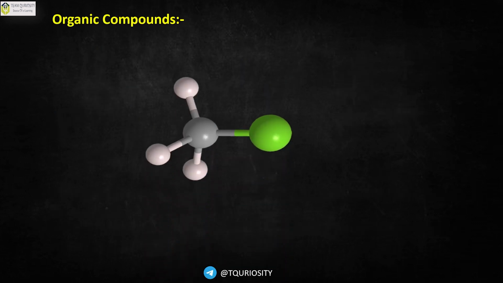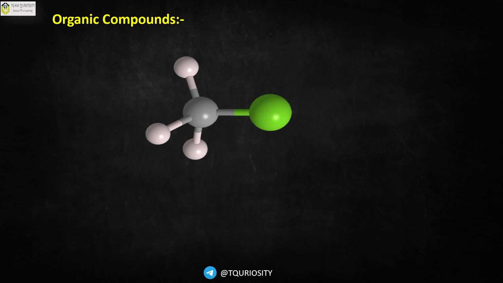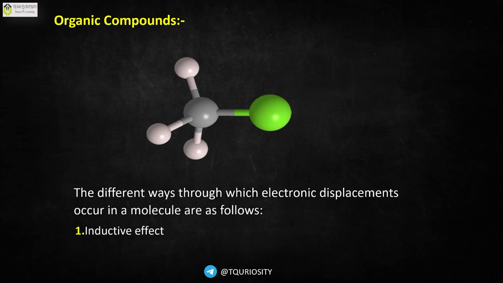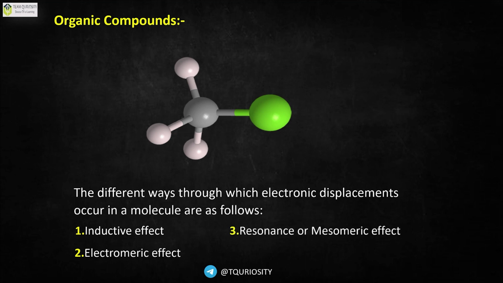The different ways through which electron displacements occur in a molecule are as follows. First, inductive effect. Second, electromeric effect. Third, resonance or mesomeric effect. Fourth, hyperconjugation. First, we will learn about inductive effect.